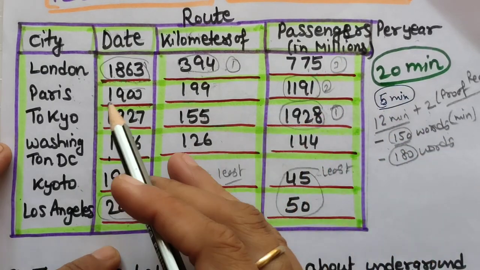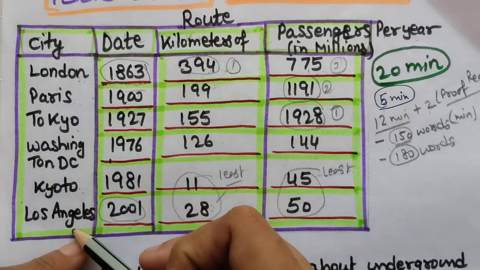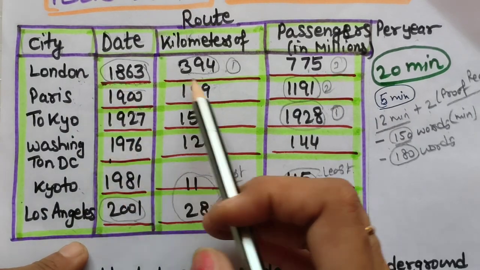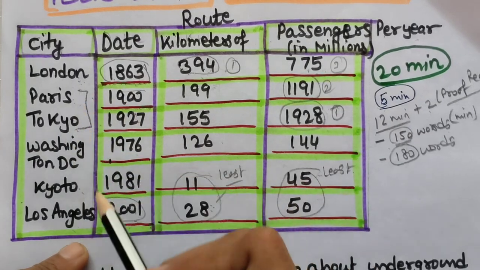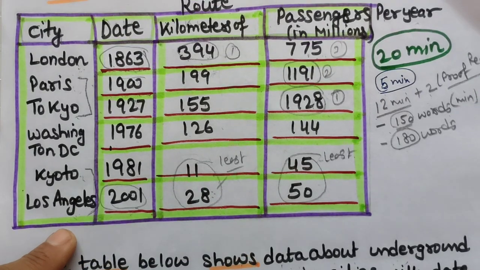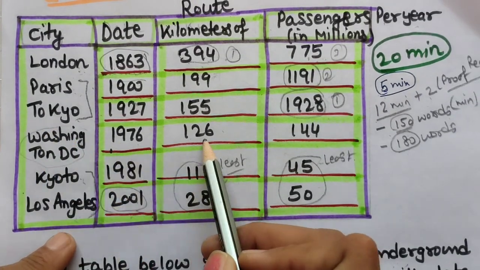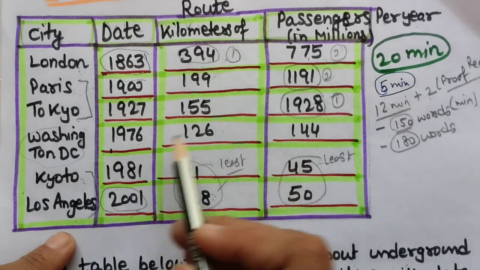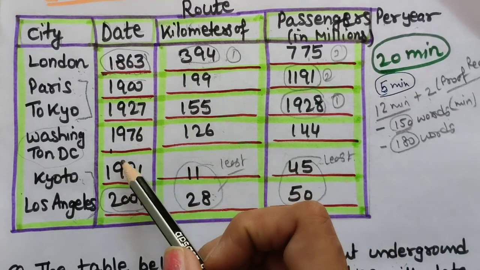Okay, but I have taken according to the categories. So first I will talk about London, and then I will combine these two cities, Paris and Tokyo, and then I will combine these two, Kyoto and Los Angeles. And for Washington DC, you can just explain it in one sentence. First I will talk about London.